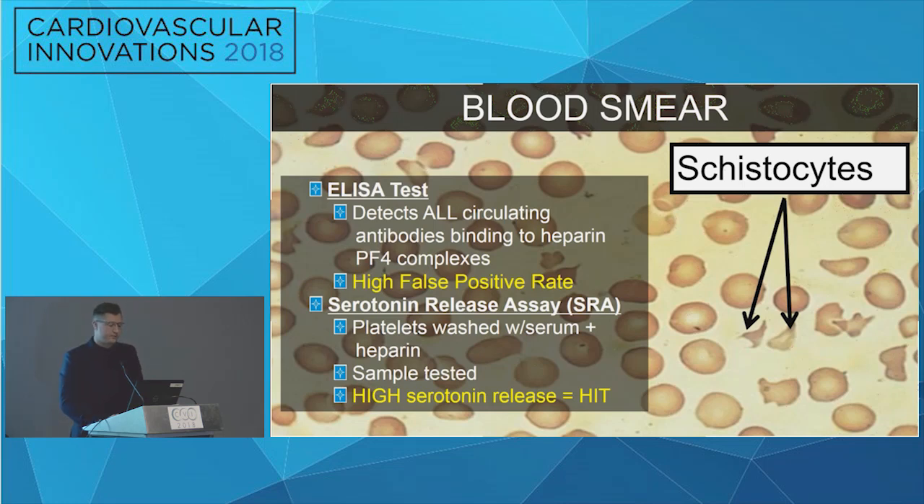Another one that you can run, this is the gold standard. It's a serotonin release assay. A couple of negatives to this test. It's very expensive, and it takes about a week to get back. In this test, platelets are washed with serum and heparin. A sample is tested, and if serotonin is released at a high level, you have a diagnosis of HIT.